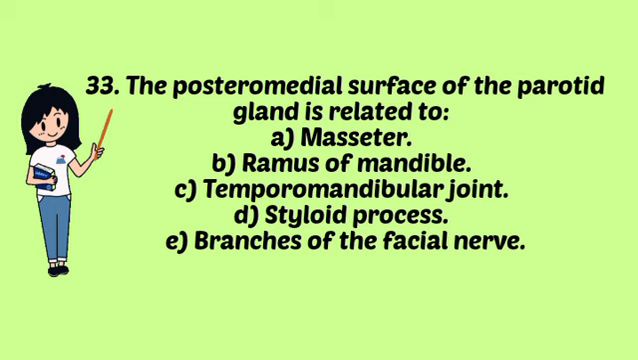33. The posteromedial surface of the parotid gland is related to A. Masseter, B. Ramus of mandible, C. Temporomandibular joint, D. Styloid process, E. Branches of the facial nerve. Option D is correct, styloid process.